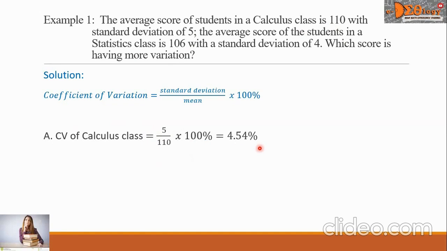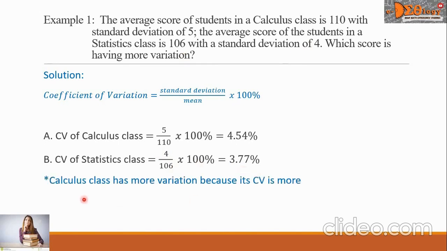Next, let us compute for the coefficient of variation of the statistics class. And that is 4, that is the standard deviation, over 106, that is the mean, times 100%. This is equal to 3.77%. We say that calculus class has more variation because its coefficient of variation is more. This is our final answer.